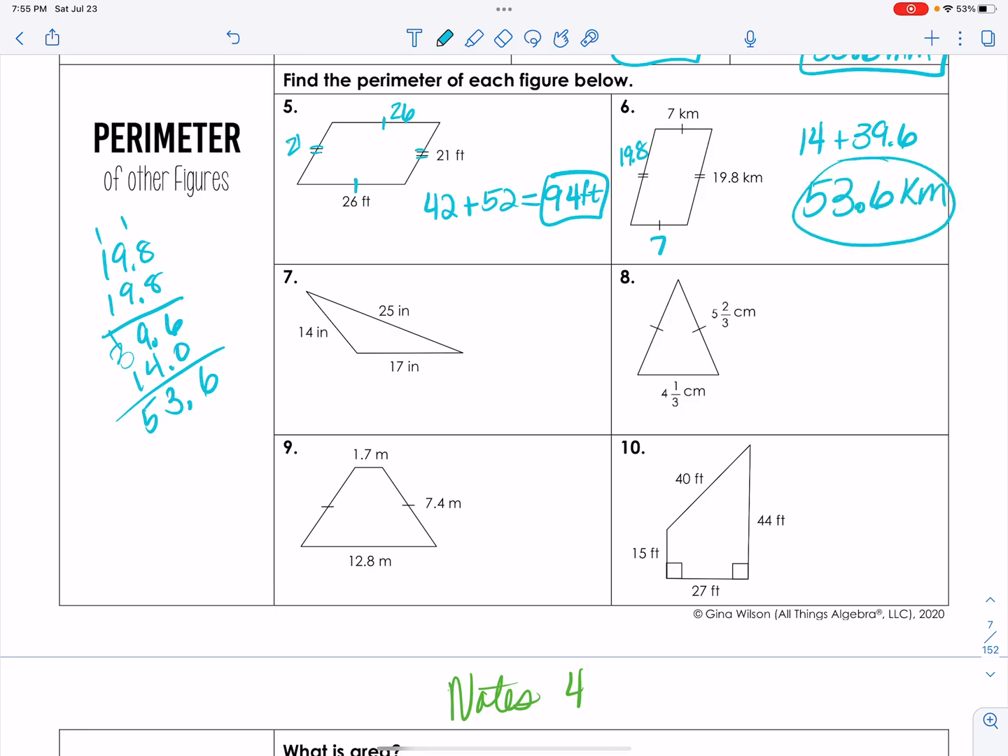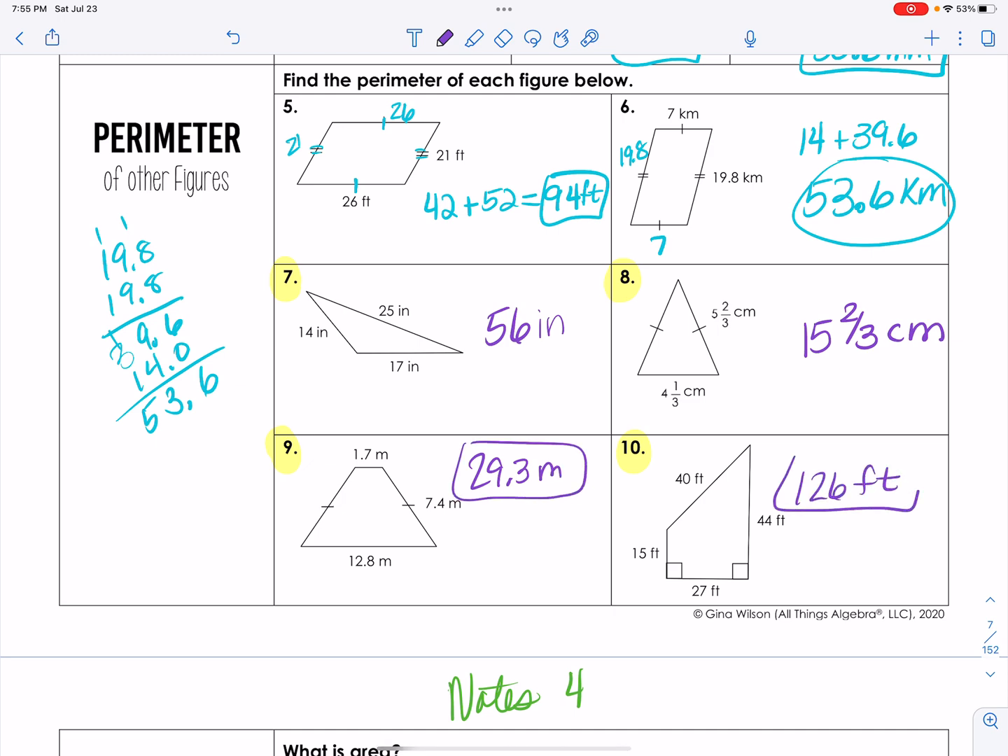Okay, I would like you to pause the video and do these 4. Pause the video and do those 4. Okay, I'm just going to write answers. These are the ones that if you don't have them right, please text me and tell me what page you're on and what number. This one is 56 inches. This is 15 2/3 centimeters. This is 29.3 meters. And this one is 126 feet. Let me know if there's any of those you don't understand.